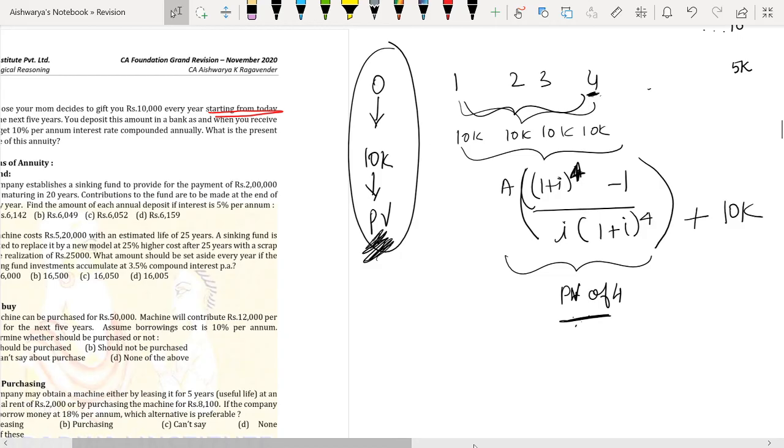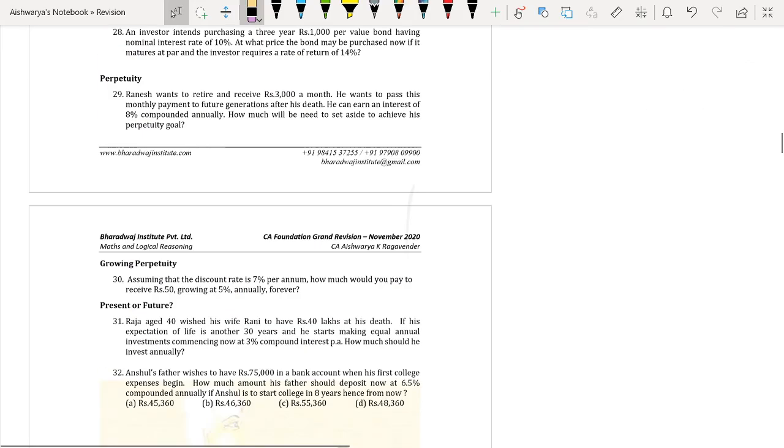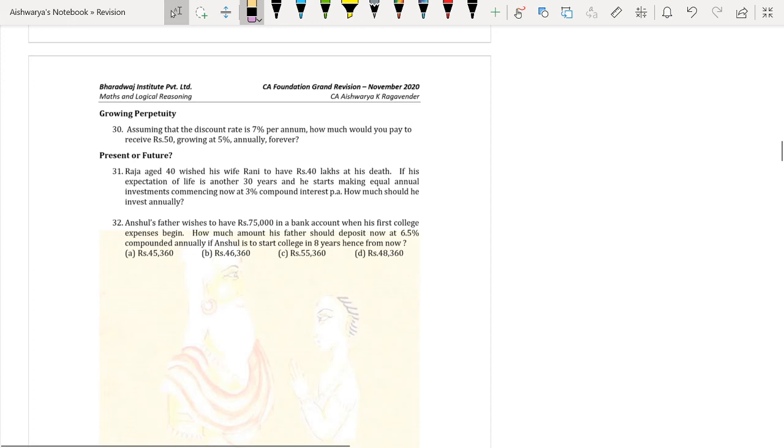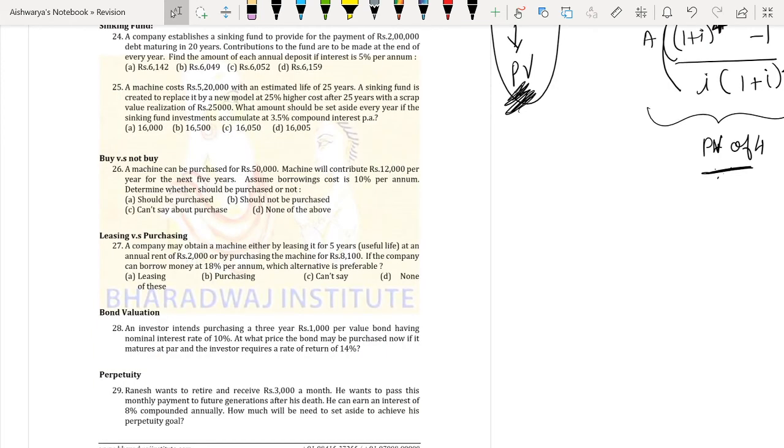Can I proceed? Sure. Okay, so before we go to applications, I want to do the last two, 31 and 32. That is, I've taught you present value, I've taught you future value. I want you to find out which is present value and which is future value in these two questions. Okay, so just for that sake, we have the last two questions. So let's go to that.